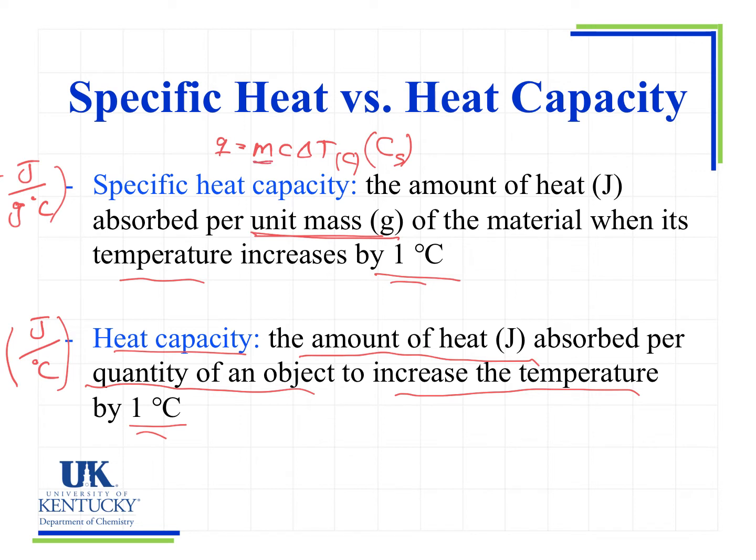So you have this mass term, M term, because the specific heat tells you the energy required for 1 gram, so you need to multiply it by the mass that you have. But when you're using heat capacity, the Q, you don't need to put the mass because the mass is already inside the heat capacity, so it's just C delta T.